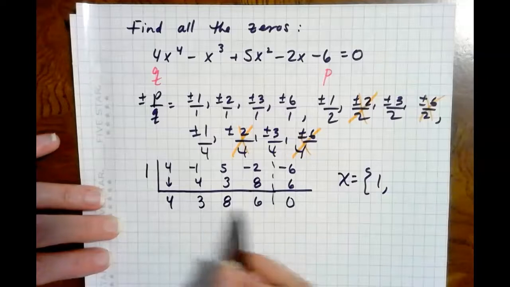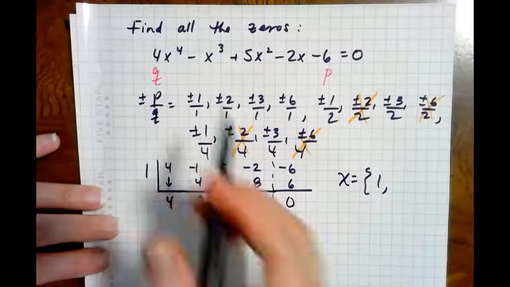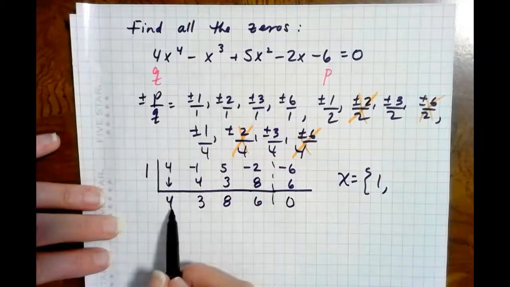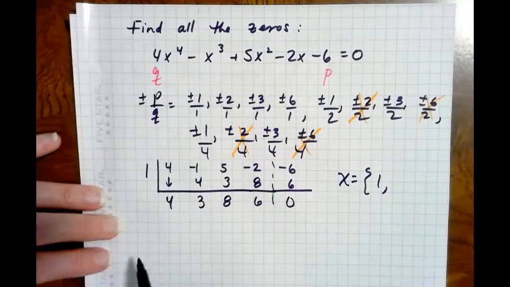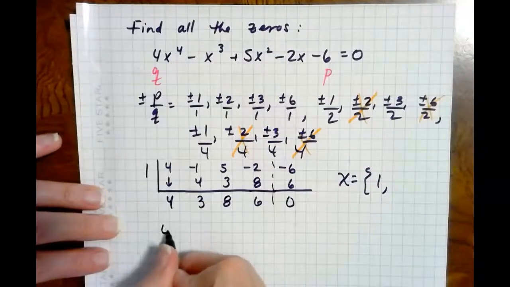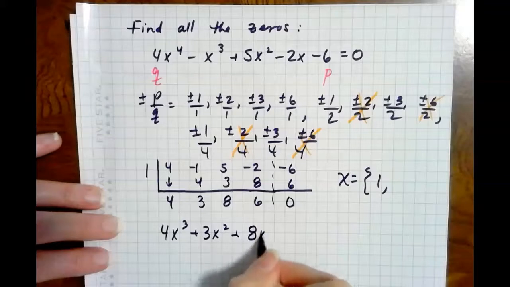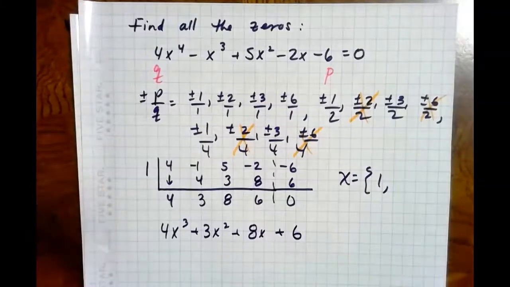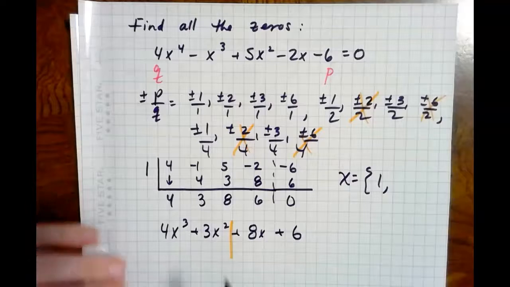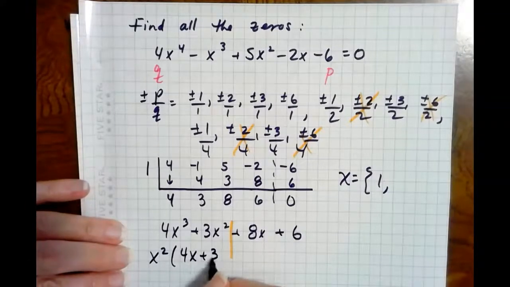And when I look at the depressed polynomial, remember that's what that's called. We just took it from a 4th degree to a 3rd degree, 4, 3, 8, 6. It looks to me like this might be a factorable quadrinomial. So 4x cubed plus 3x squared plus 8x plus 6. If we try to factor that by grouping, I think we have a winner here. So we can take out x squared and we're left with 4x plus 3.